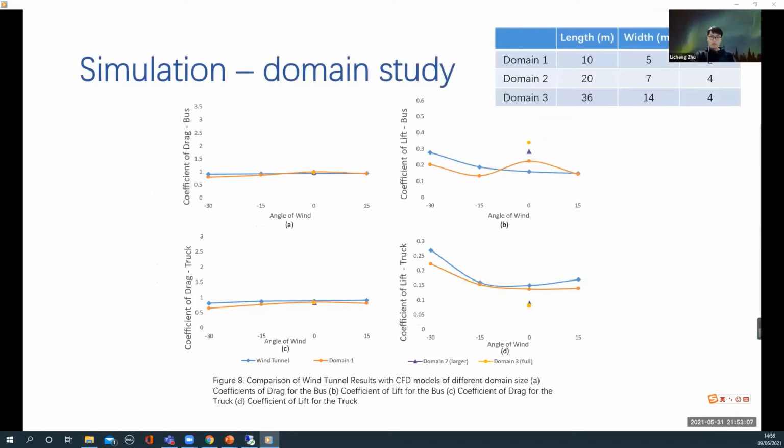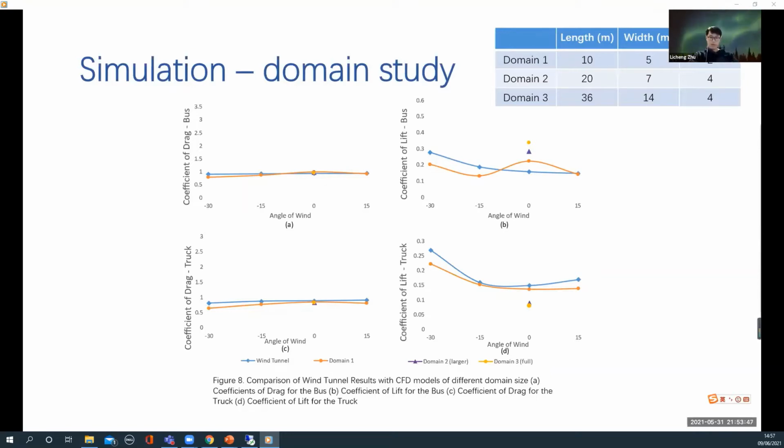Next, a large domain and a full domain, which is exactly the same as the internal domain size I investigated. Domain 1 is the domain that I used in the previous studies. Domain 2 is a larger one, which has a size of 20 meters long, 7 meters wide, and 4 meters high. Domain 3 is exactly the same as the internal. All three studies were applied to the geometry of zero yaw angle, with the fine mesh scheme and all the other parameters I used.